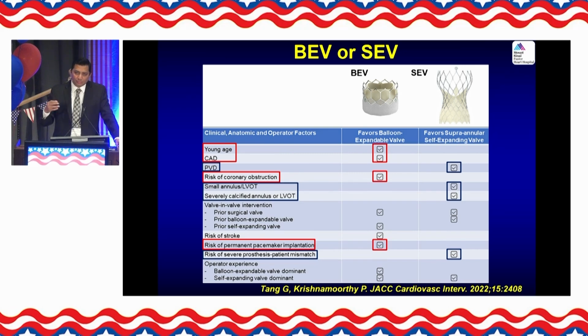With regards to stroke and risk of pacemaker, balloon expandable valves have a slightly lower rate of stroke than self-expanding valves. And balloon expandable valves have a shorter learning curve. If you ask operators around the globe, they prefer a balloon expandable valve because the procedure itself is not very complex. It's almost like a balloon aortic valvuloplasty, except that you now have a valve at the tip of the catheter. So the learning curve and the experience are slightly better with balloon expandable valves.